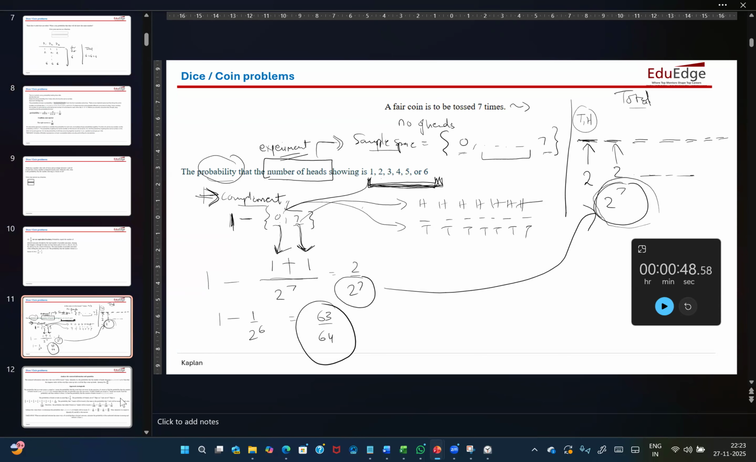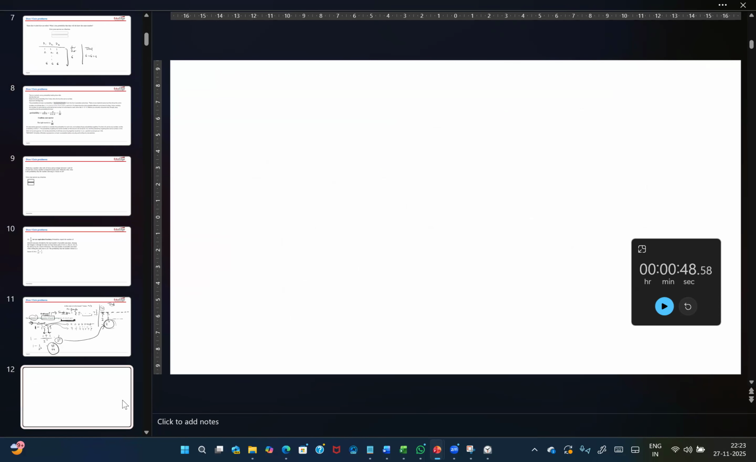Now I'm going to ask you: 7 coin tosses were made. What is the probability of getting exactly 2 heads? So how will you solve this problem? 2 by 2 raised to 7, no?